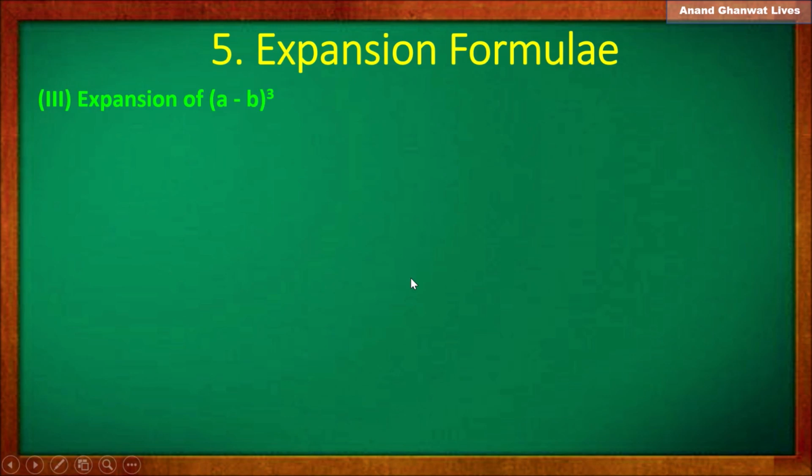Namaste, all the students from 8th standard, 5th chapter, that is expansion formulae. Let us learn now the expansion of the algebraic expression, the cube of a minus b. So let us start now to find the expansion of the cube of a minus b.